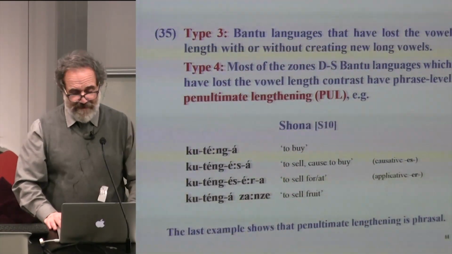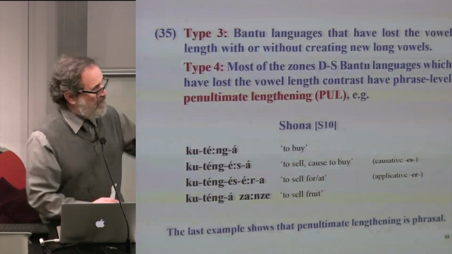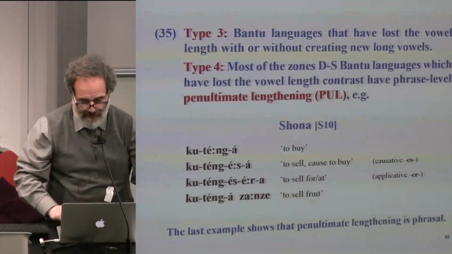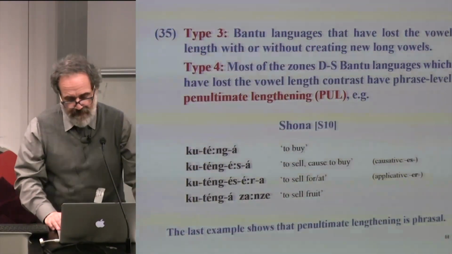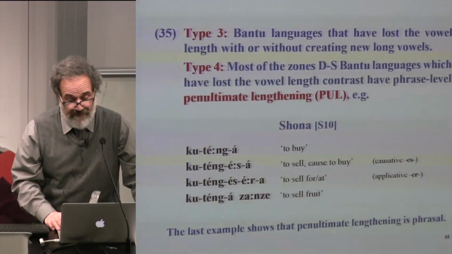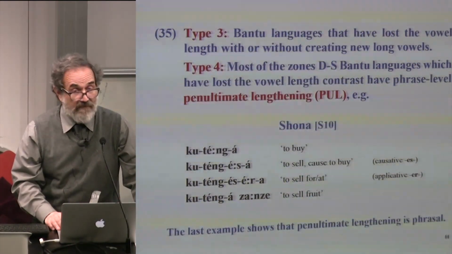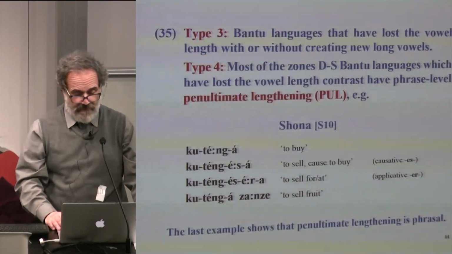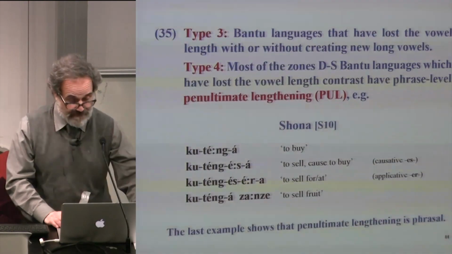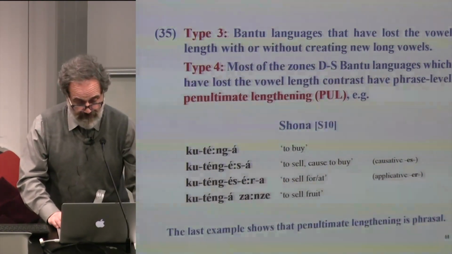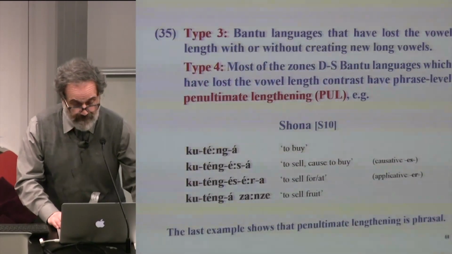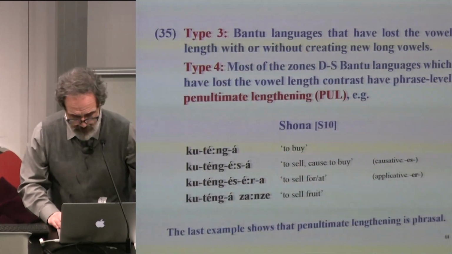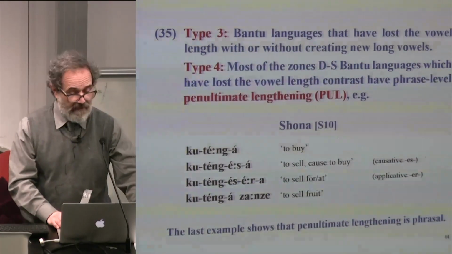Most of the zones D to S, remember that big map, going from the top over here all the way down like this, okay, most of those languages which have lost the vowel length contrast have phrase-level penultimate lengthening. Pul, P-U-L, pul, not to be confused with full, okay. Kutenga, to buy. Kutengesa, kutengesera, these are shown examples. You can see that the length is transferring as I add suffixes and that it's on the penultimate syllable. The last example, kutengazanze, shows you that it's actually phrasal. So it's the word fruit, zanze, that gets the length, not the verb. Okay?